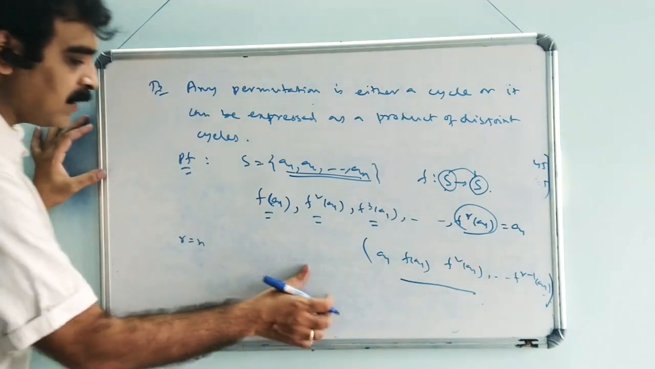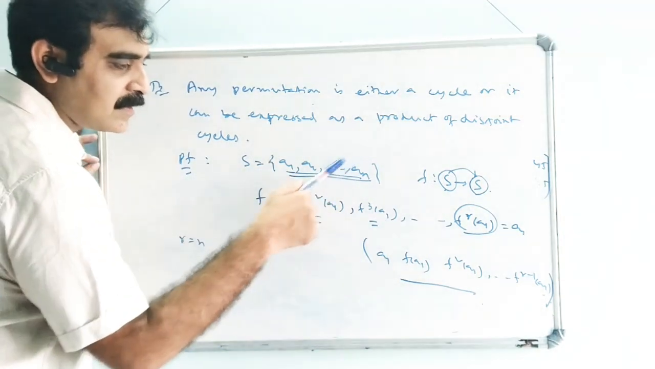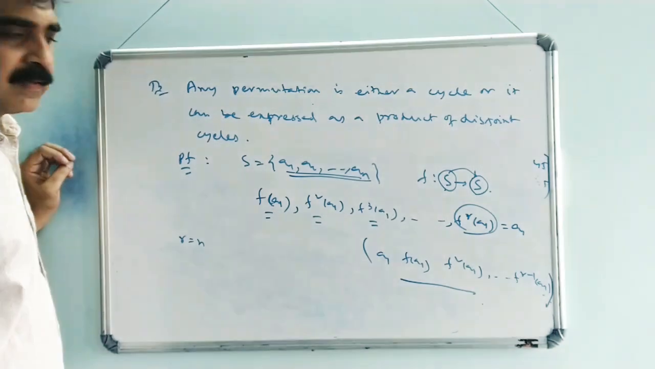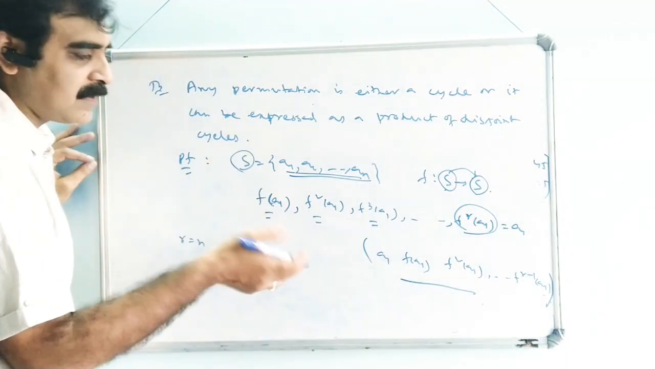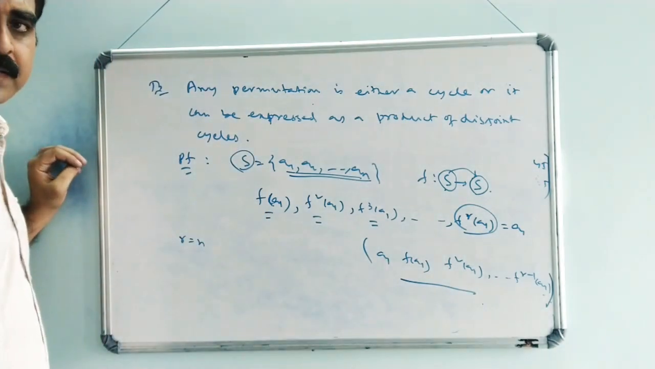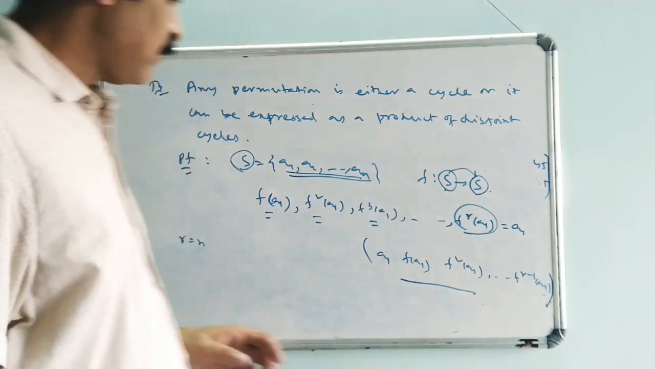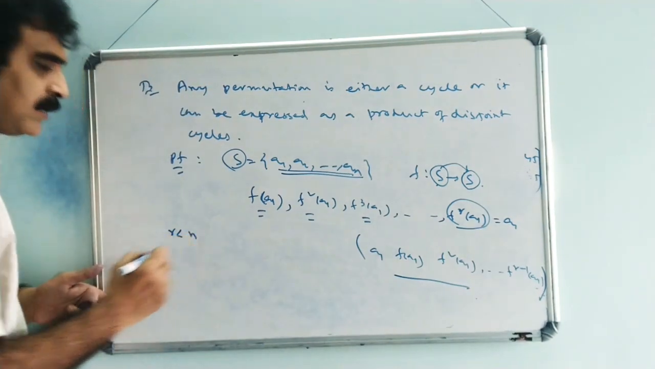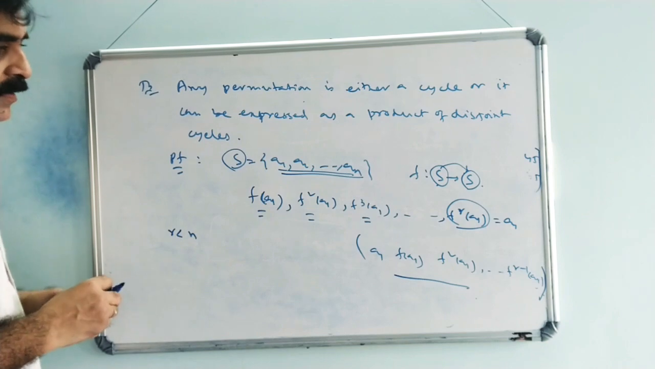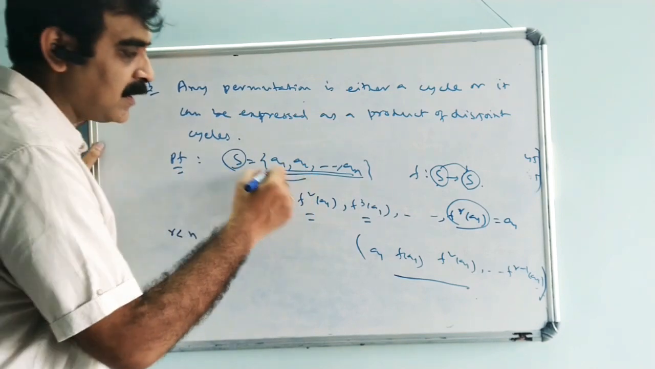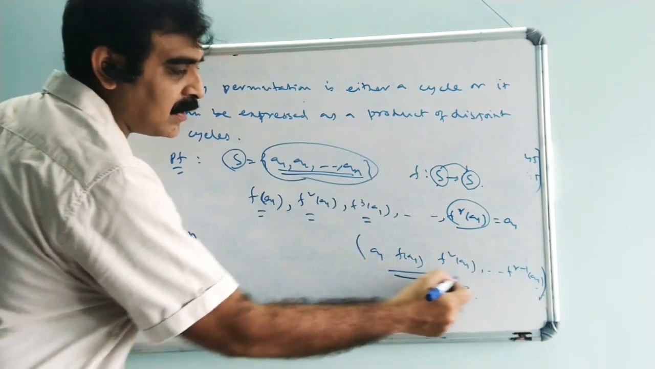If R is equal to N, then all the elements of S will come here, and then it is itself a cycle. If R is less than N, then there are some elements in this set which did not come here.